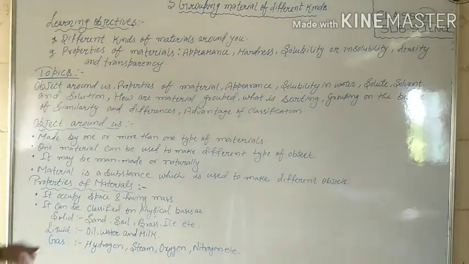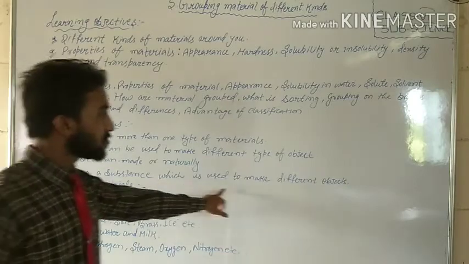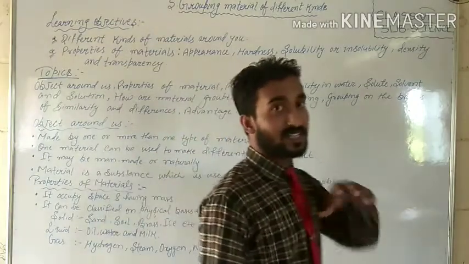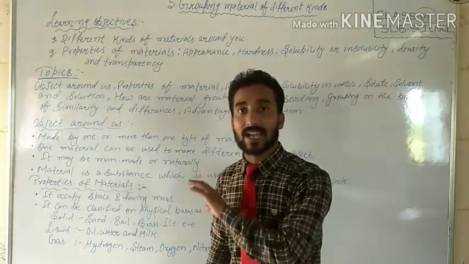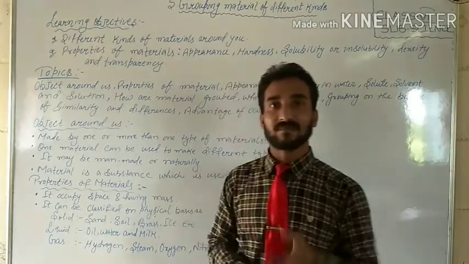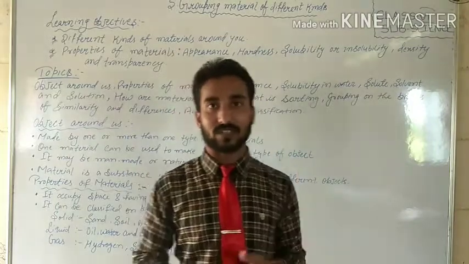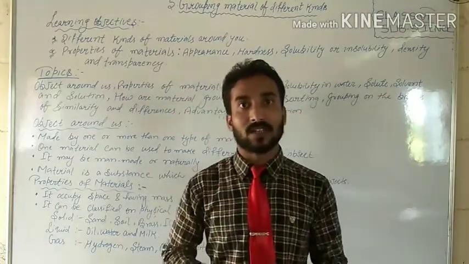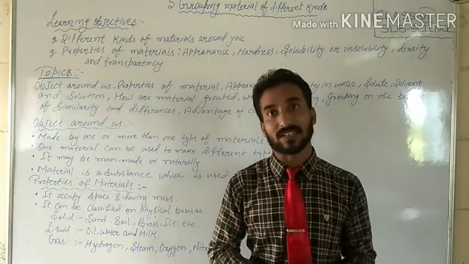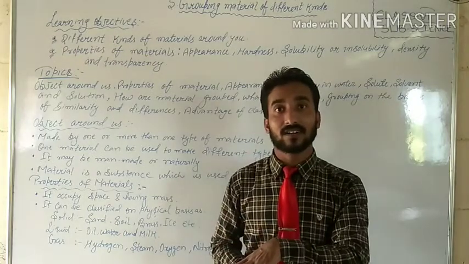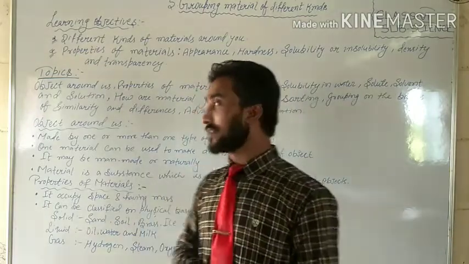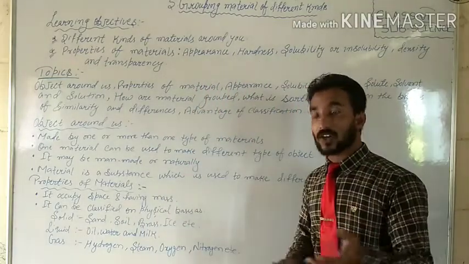Students, now the next point is that a material is a substance which is used to make different types of objects. With the help of one type of material, we can make different types of objects. Suppose I ask about cotton. In the last video, we saw the uses of cotton and jute. With cotton, different types of uses are there, so using one type of material, it is possible to make different types of objects. So definitely we can say that these types of objects are around us.